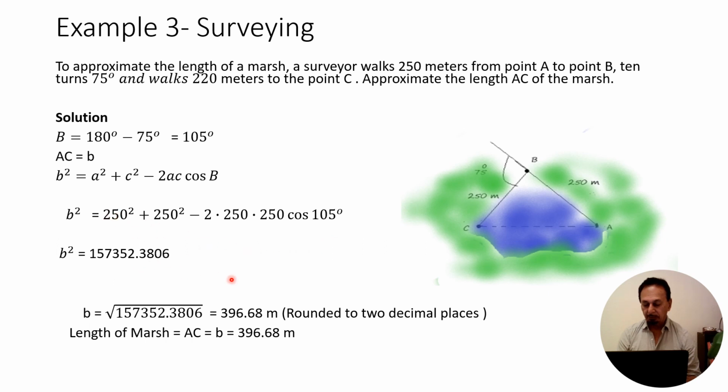Put this in the calculator, you get 157,352.3806. Now take the square root, you get B equal to the square root of 157,352.3806, and it's rounded to 396.68 meters. So the length of the marsh, B, is equal to 396.68 meters.